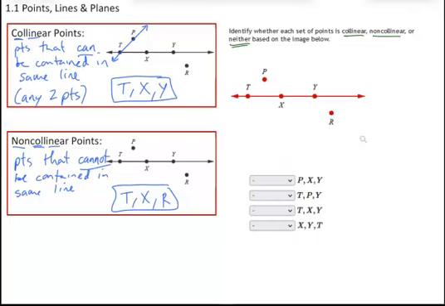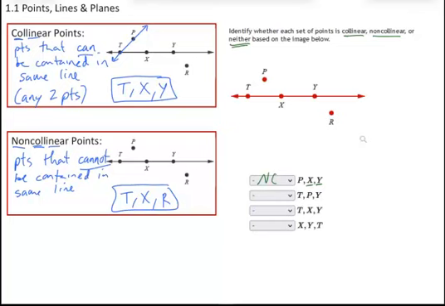So you won't always have just 3 collinear points. There might be more than that. The best strategy for this is to just start taking the points, take the first 2 and see if the third one is on the same line as the first 2. Or you can look for any that are collinear. Like this one, I might see X and Y are collinear, on the line that's actually shown. Is P on that same line? No. So this would be a set of non-collinear points.